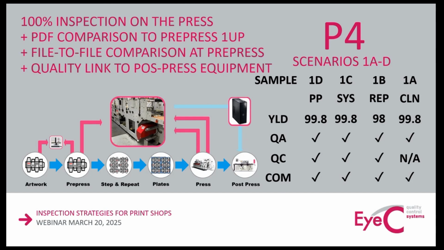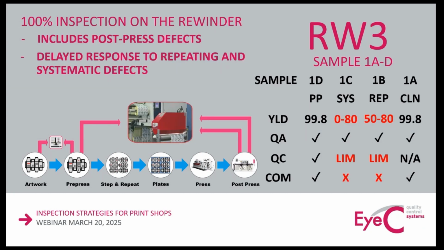Just one downside, this setup still excludes post-press issues, meaning whatever happens post-image acquisition on the press will not get caught. We're not looking. But in case of repeating defects on the press, a lot of bad labels will have been printed until the problem gets caught on the rewinder, resulting in these lower yields over here.